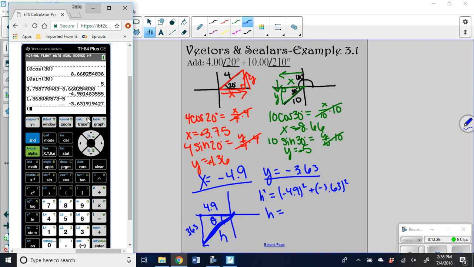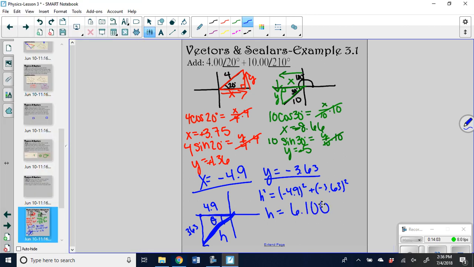So negative 4.9, the whole thing, plus the whole decimal. And then we have to take the square root of that because that's what h squared equals. So the square root of the whole decimal will give you 6.100. And then what was after that? 44. Okay?